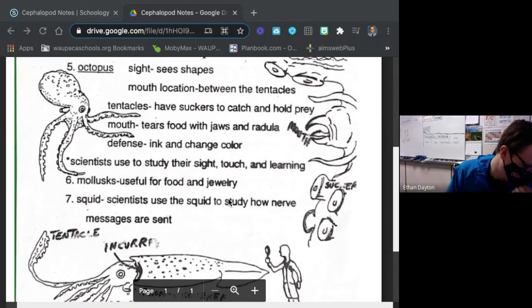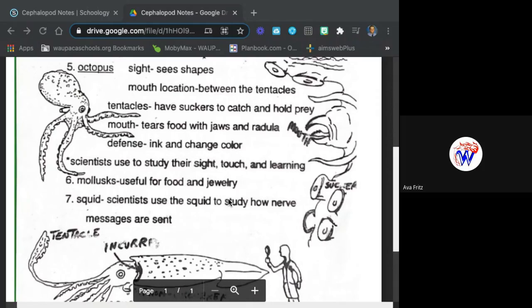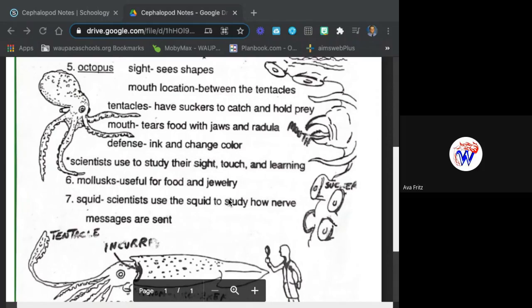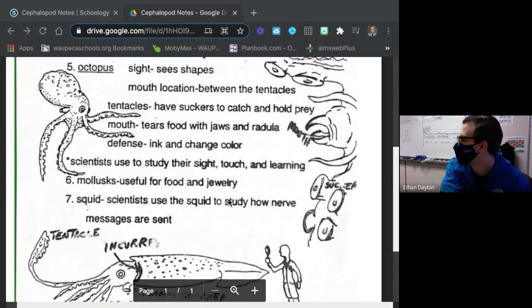What's one way that an octopus can defend itself, Ava? Their tentacles. Or no, the ink. Yeah, yep. So they can use ink. What's another way they can defend themselves, Zach?